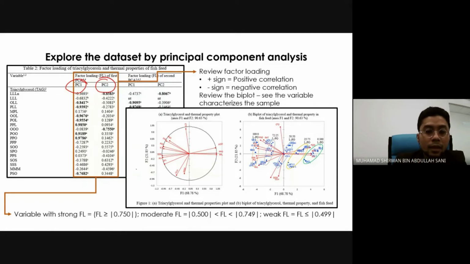And then if we look at the variable plot of this fish feed result, we can identify which variable, or in this case which triacylglycerol, is characterizing the fish feed having palm oil only, and which triacylglycerol will characterize the fish feed containing lard, and which TAG, triacylglycerol, characterizes the mixture of palm oil and lard in the fish feed.